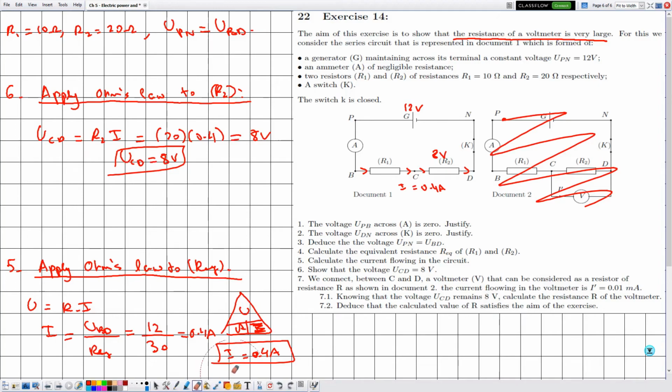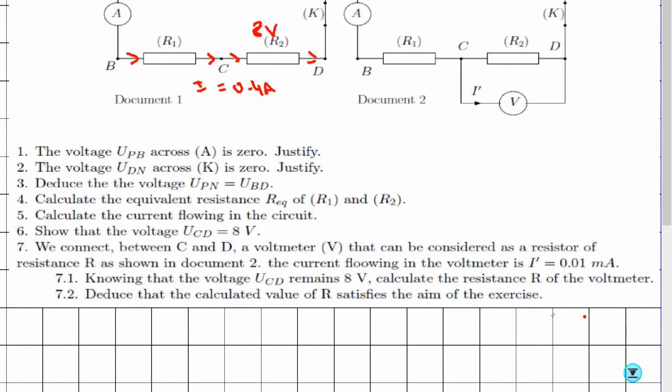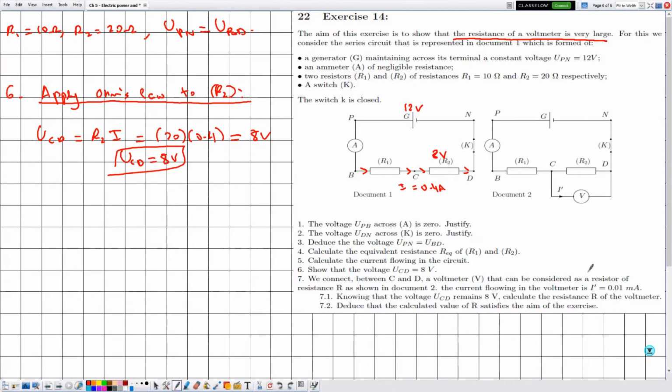Now in part 7 they are telling me we connect between C and D a voltmeter V that can be considered as a resistor of resistance R as shown in document 2. Then they mention document 2, now we can use it. And let me repeat that we connect between C and D a voltmeter that can be considered as a resistor of resistance R. So simply we can apply Ohm's law to this voltmeter, which is of resistance R.